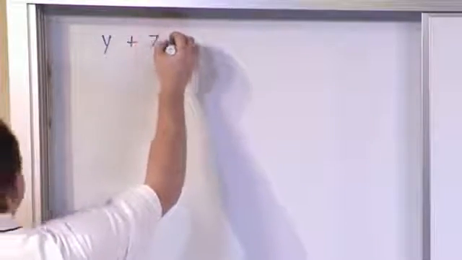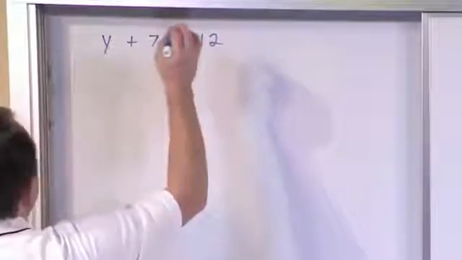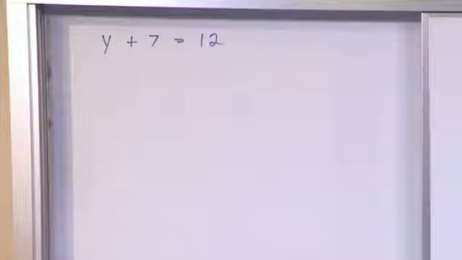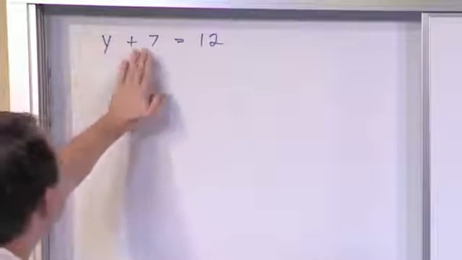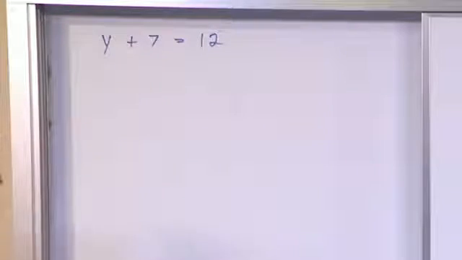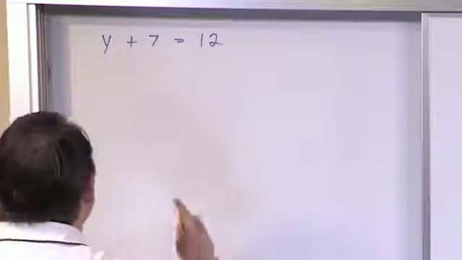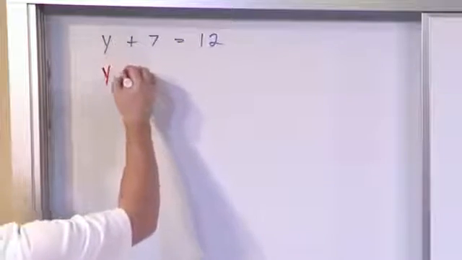All right, so let's say we have y plus 7 is equal to 12. Okay, so how do we solve this guy? The goal is we want to get y by himself. We have this 7 next to him, plus 7, and that is a problem. So we want to get rid of this guy. The way we do it is by doing the opposite.